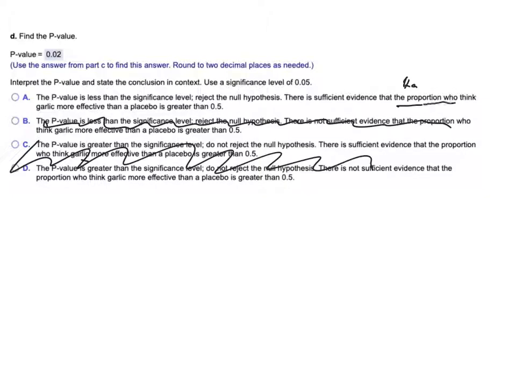And this last statement is them trying to put into words what the HA is: the proportion of people who found garlic more effective is greater than 0.5. That's not really what we found. We really found just that the proportion who found garlic more effective is not 0.5. Remember, that was our alternative hypothesis. So I think they've lost track of that a little bit here, but the best of the options that they give us is A.